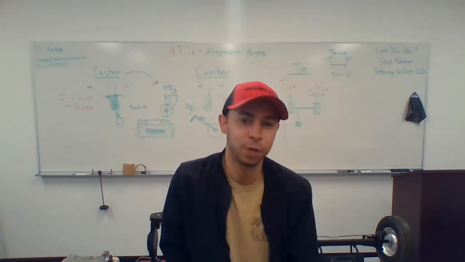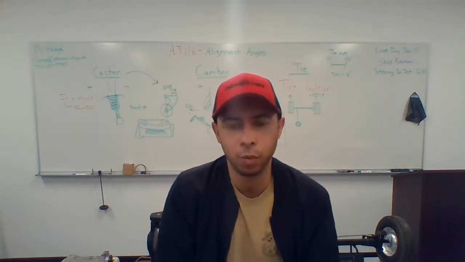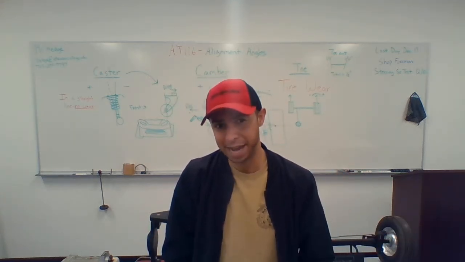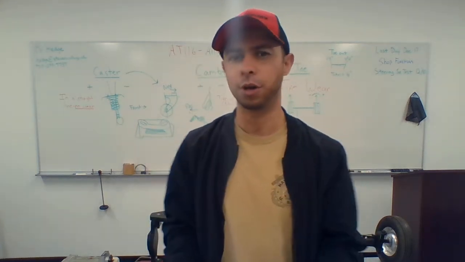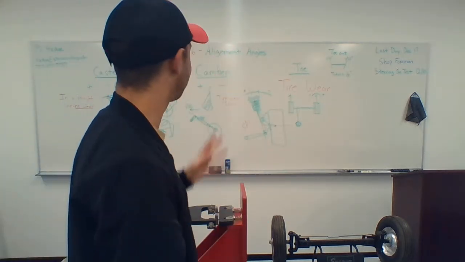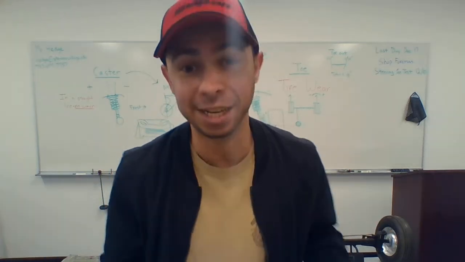But today we are going to have a little bit of a review on 116, which is the last portion, and we are talking about alignment angles. So the last time I was with you guys, we got to talk a little bit about a few of the terms. Of course, we have a few already on the boards. We talked about caster, camber, toe. We also mentioned a little bit about SAI, steering axis inclination.